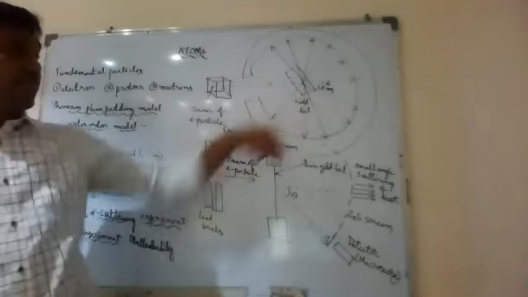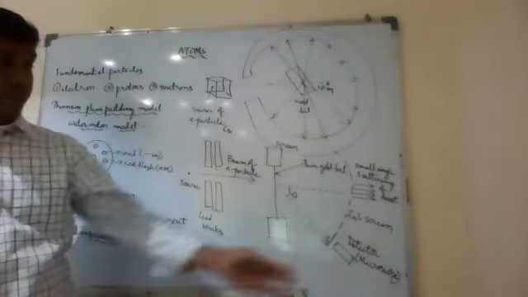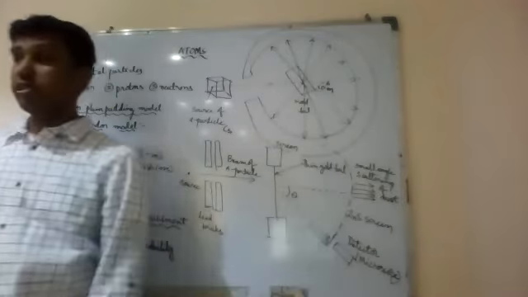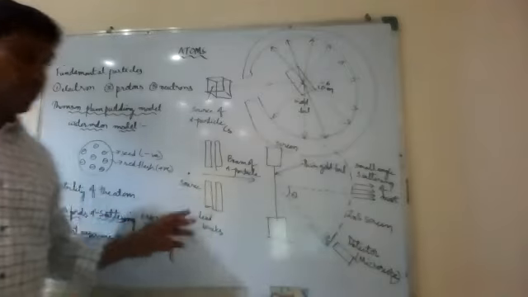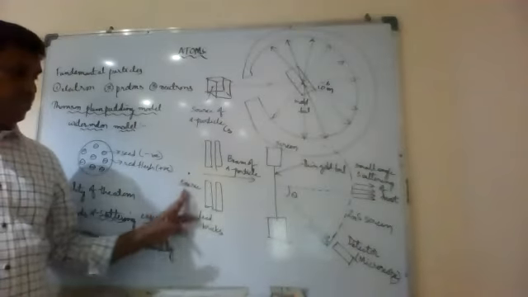Now this is a screen. This screen is made up of zinc sulfide or zinc platinum cyanide. Now in the second diagram, it is the same thing. This and this are the same. But now if you see, this is the source and this is the lead bricks.